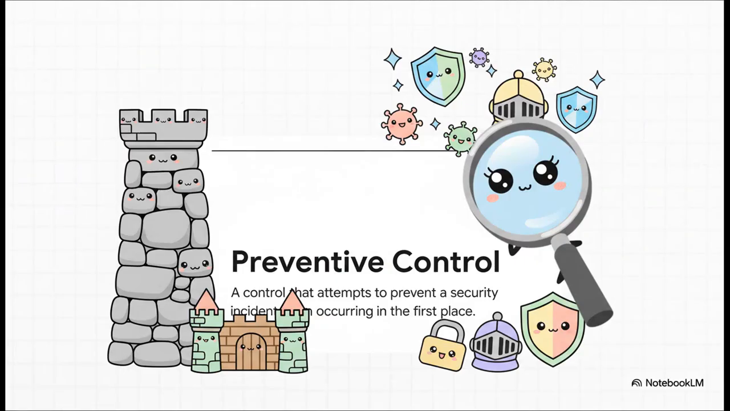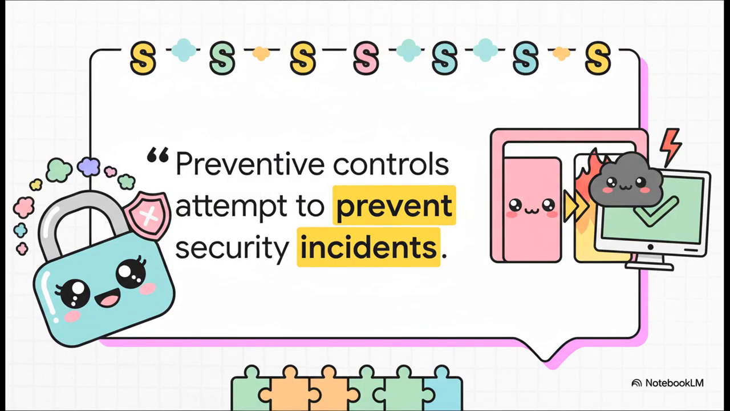Okay, our very first line of defense is the preventive control. You should think of these as the high, strong stone walls of our fortress. Their entire purpose, their main goal, is to stop a security incident from happening in the first place. Now, I need you to pay very close attention to this next part. This is the exact word-for-word definition you need for the exam. Ready? Preventive controls attempt to stop security incidents before they occur. Memorize that. It's the core concept.